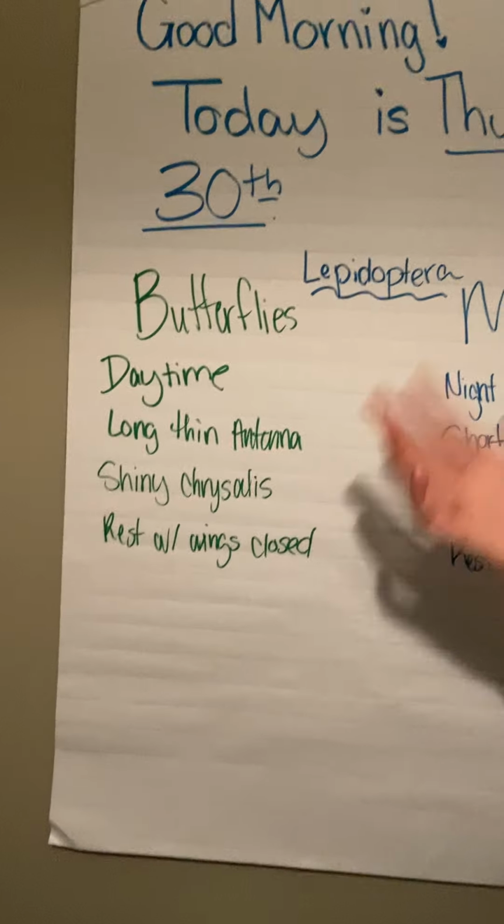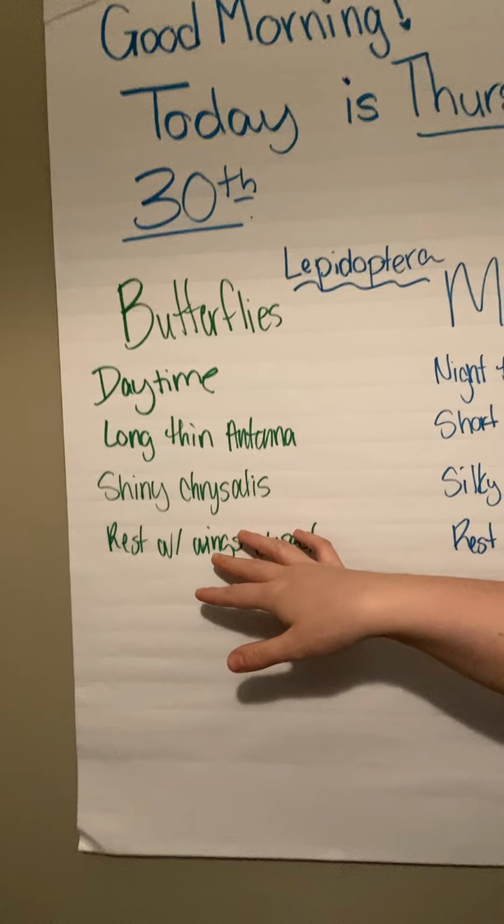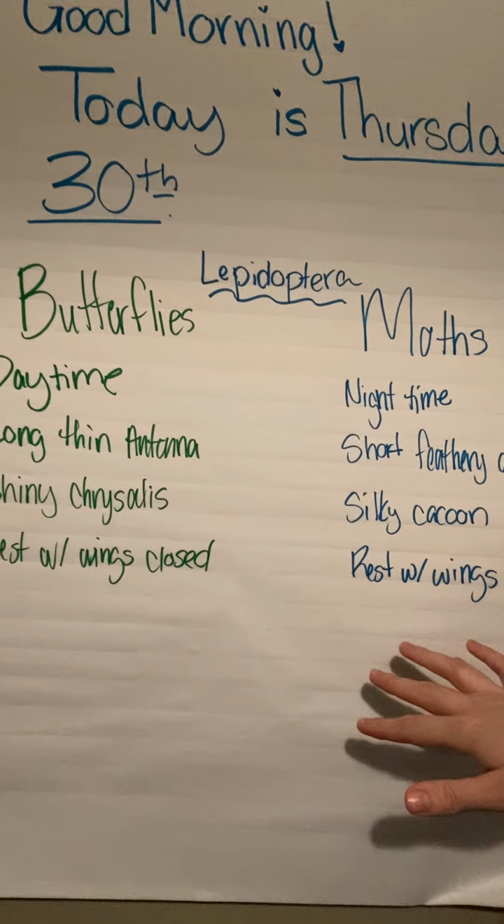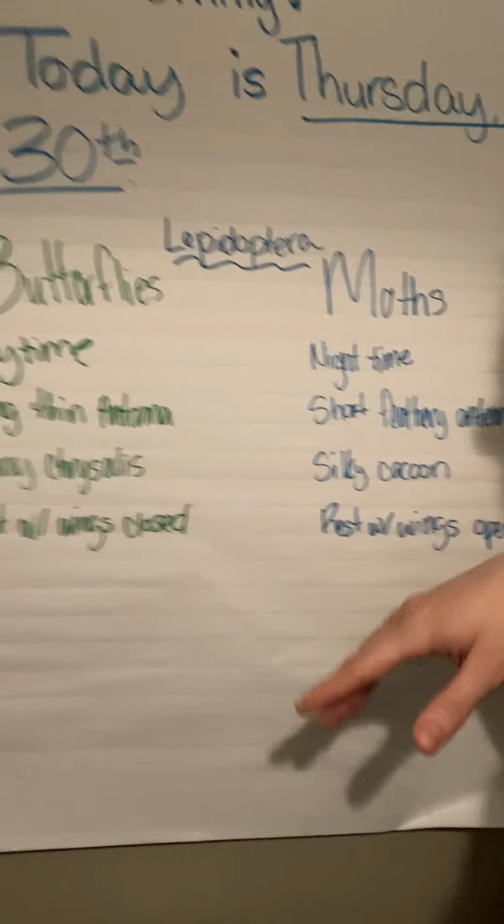And when they land on something to rest, a butterfly leaves his wings open and a moth closes his. The butterfly closes his wings and the moth leaves his open.